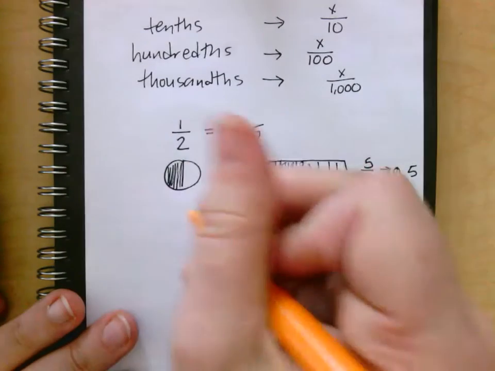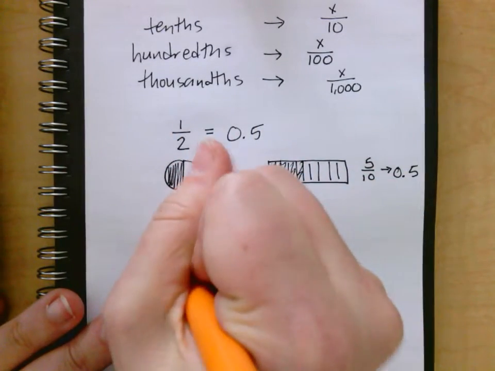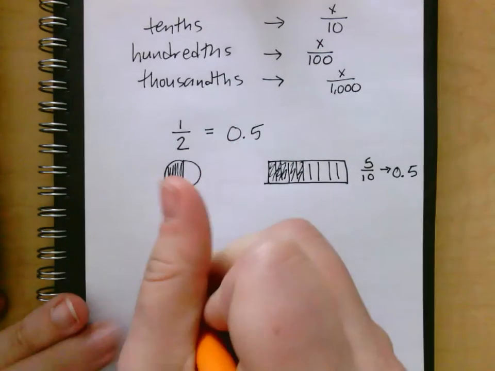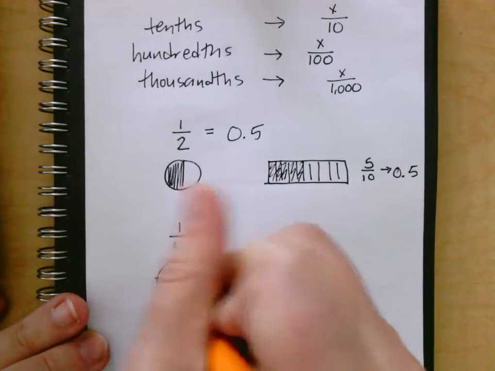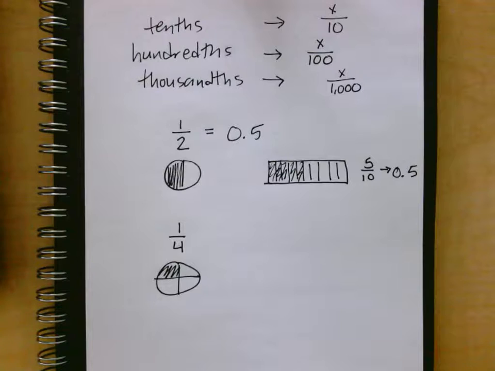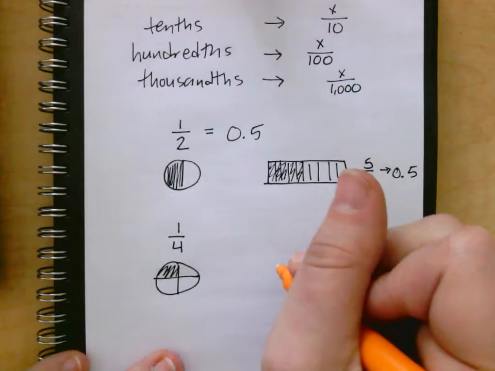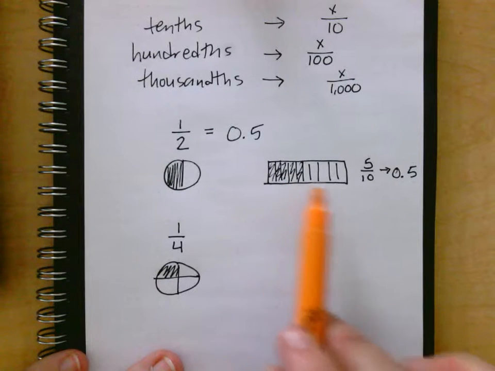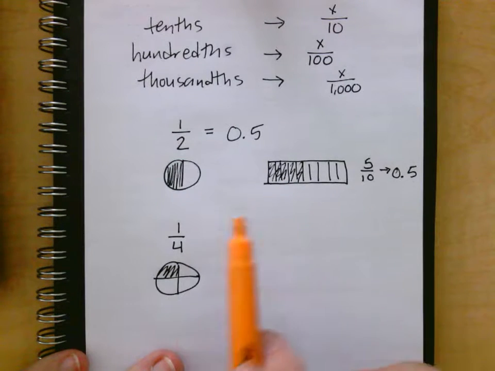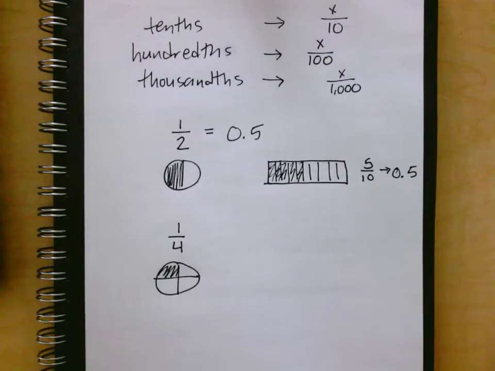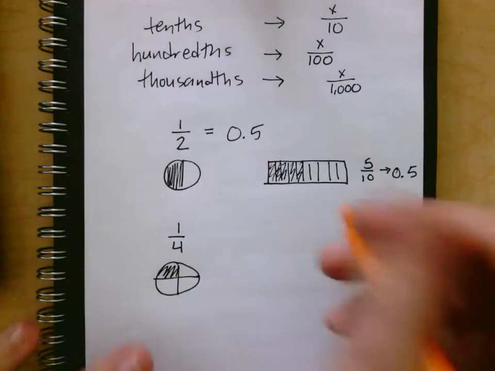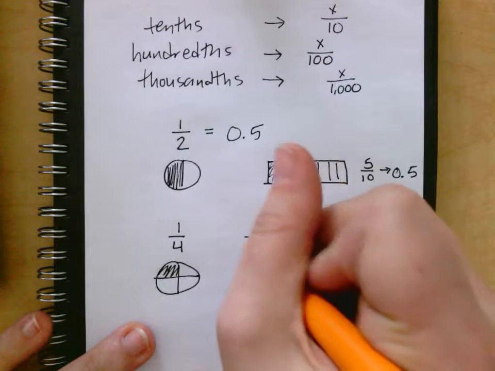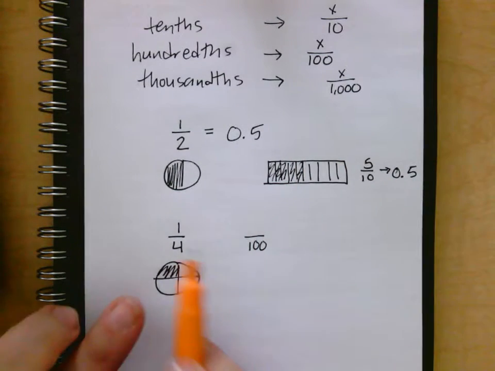Another one would be 1/4. So when we do 1/4 as a fraction, we easily know that it's 1 out of 4 pieces. But as a decimal, we need to know how to create that. So thinking over to this model, out of 10, I can't equally get 1/4 out of 10. So I need to think about hundredths. So if I have a number out of 100, I need to think, well, what's 1/4 of 100?